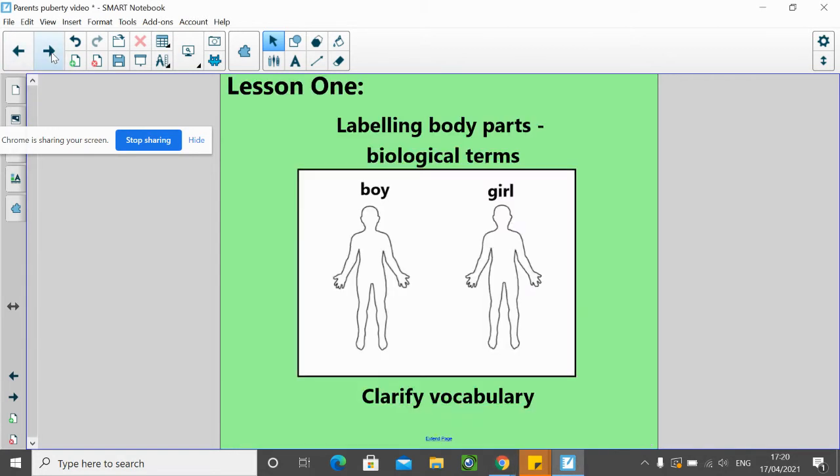In lesson 1, one of the first activities we do is ask the children to label a picture of a boy and a picture of a girl with all the words and terminology they know for all the external body parts. Just so that we can see what they already know, we then talk with the children about the correct biological terms, which means we're all using the same language. It's all very scientific, very biological, very factual.